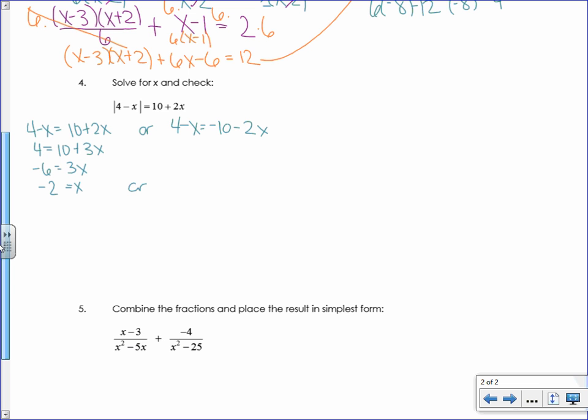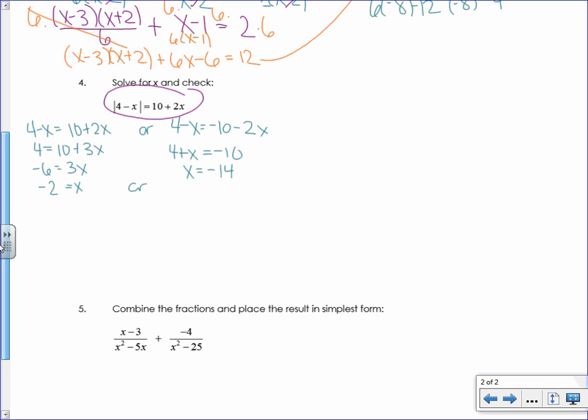Or, let's see, we've got 4 plus x, I added the 2x to both sides, is equal to negative 10. So then I get x is equal to negative 14. Sounds about right. Making sure, double checking. And I'm not done because I still need to check, and we check in the original.